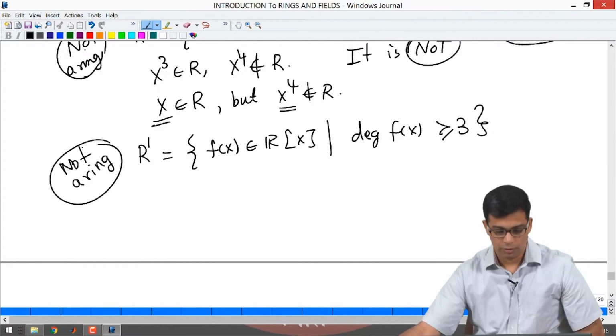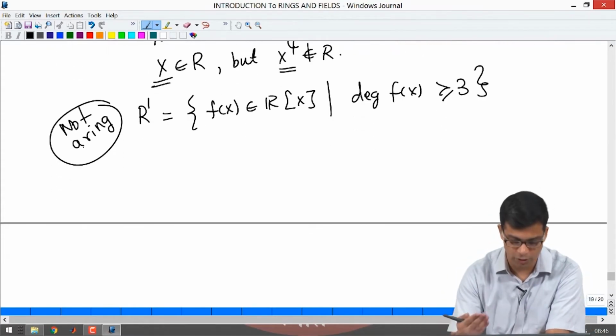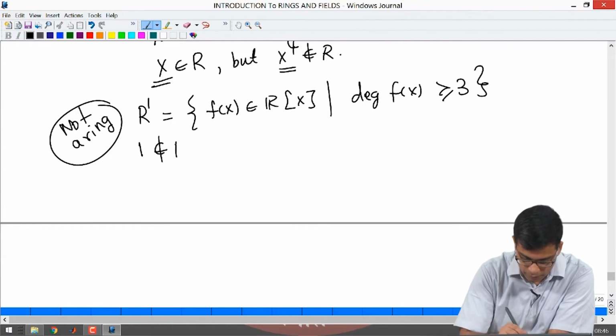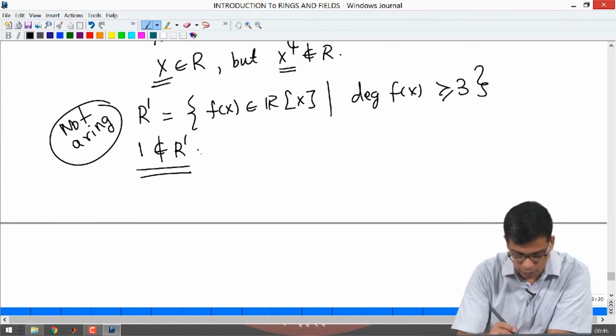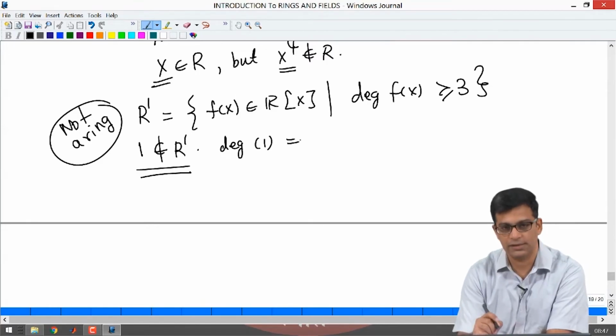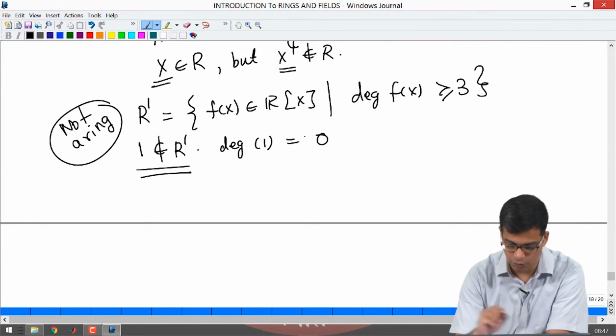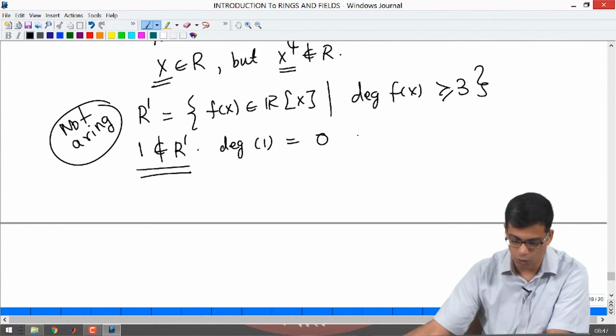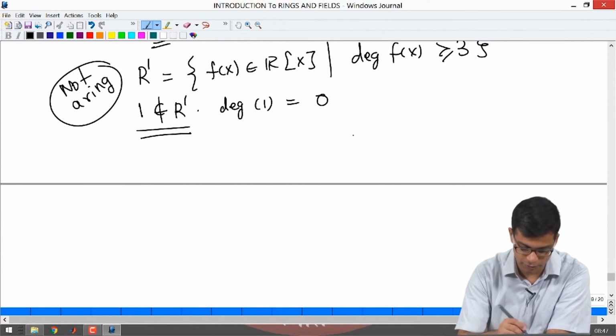Why not? There are several reasons why it is not a ring. I will give you 2 reasons. One is not in R prime, right, because what is the degree of 1? Remember, 1 is a constant polynomial, so its degree is 0. So, 1 is not in R prime. Also, it is not closed under addition.